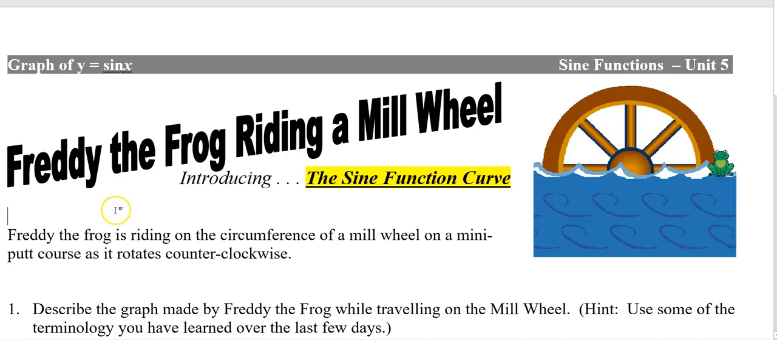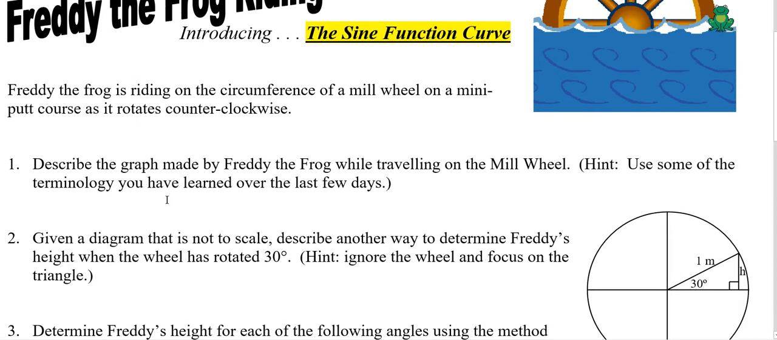And the last thing I want to talk about is, why is this the graph of y equals sine x? And the reason why is, if you take a look at this, the circle being the wheel and this point being where Freddy is, the radius of the wheel is 1 meter, and we're measuring the height of Freddy above the water. If, for example, after 30 degrees, to find the height, the h is the opposite side, and the radius of the wheel, 1 meter, is the hypotenuse.